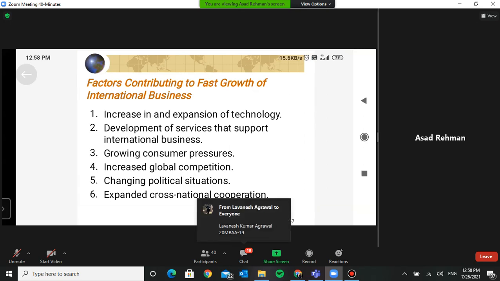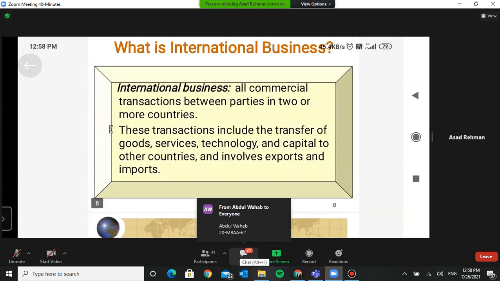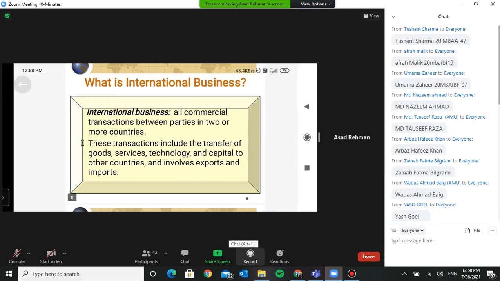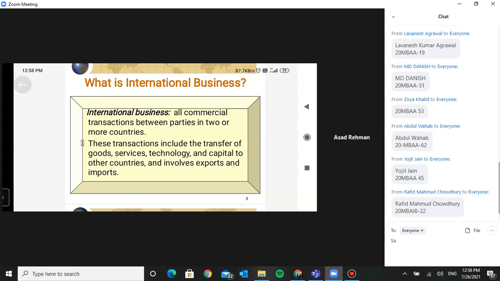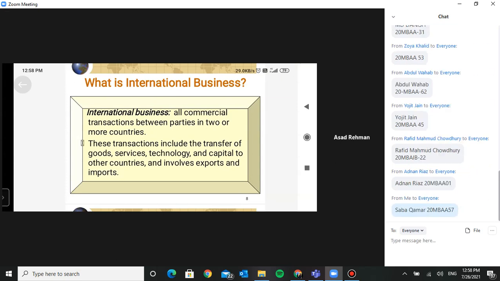is already covered by the class, right? With some examples. So, in a formal way, we start with the definition of international business. We all are aware. In fact, we don't need to get into something which is very well defined.